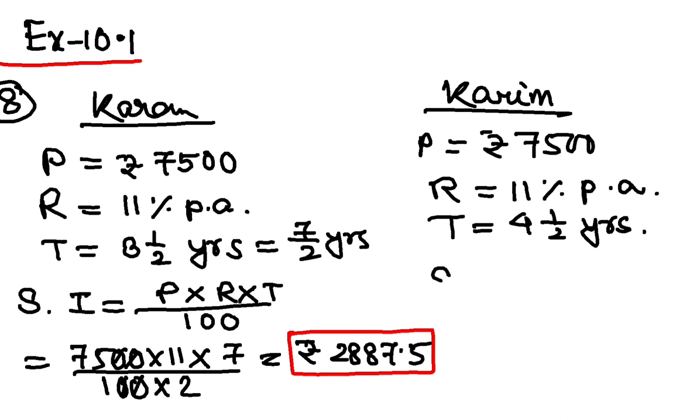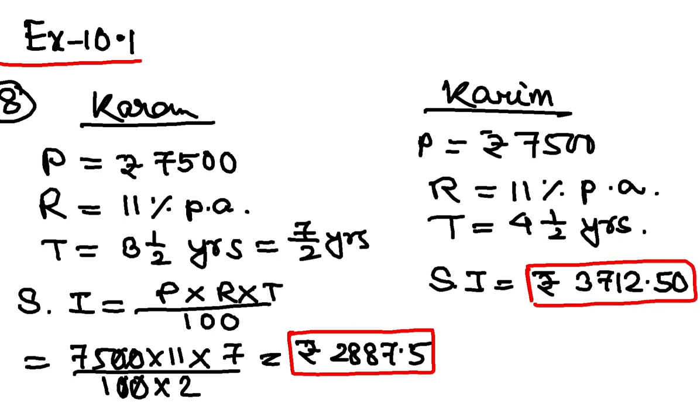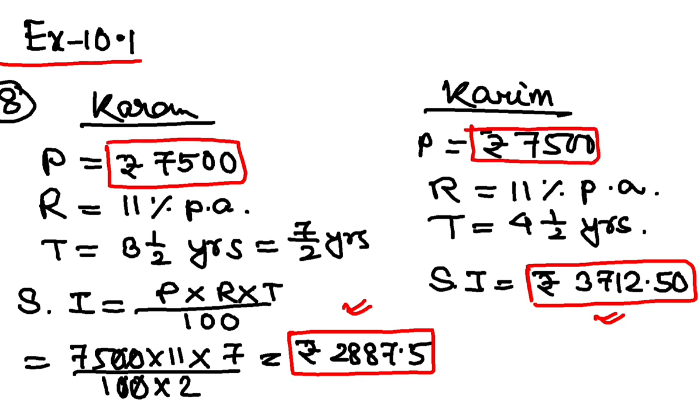Similarly, for Kareem also, I can use the same formula, put the values, calculate, and you will get the SI that is paid by Kareem, and that will be rupees 3712.50. So this is the SI that will be paid by Karan, and this is the SI that will be paid by Kareem. Obviously, Kareem is going to pay more. Now, for both of them, principal remains the same, 7,500. So their difference will be in the difference of the SI.